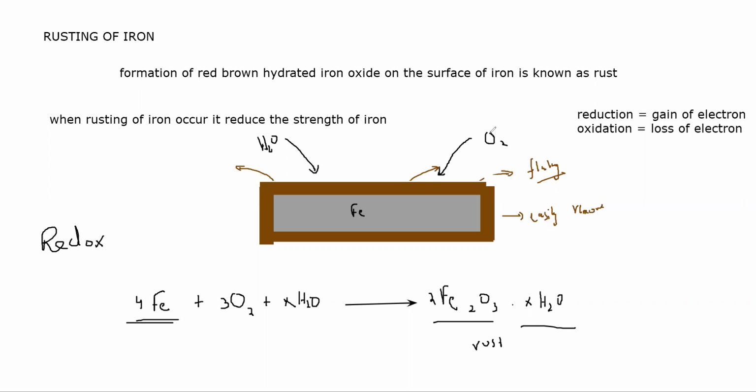Hydrated iron oxide cannot be reverted back to iron. Iron oxide can be, but hydrated iron oxide cannot be converted back to iron. Otherwise, we wouldn't need methods to prevent rusting, because it's not a reversible reaction. If you have rust, you cannot extract the iron from the rust. It's not possible to extract the iron from the rust.